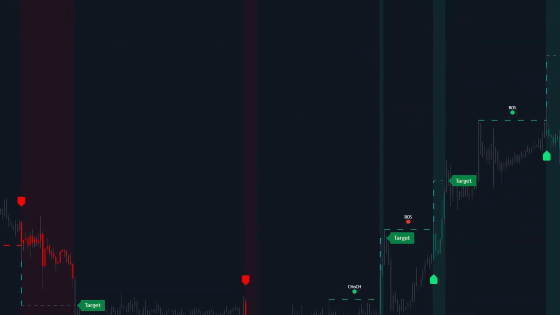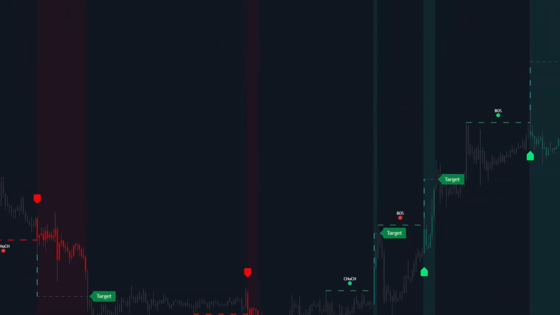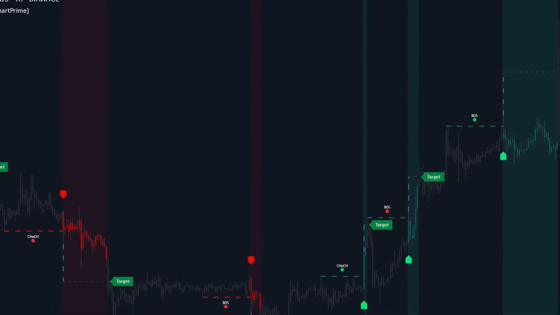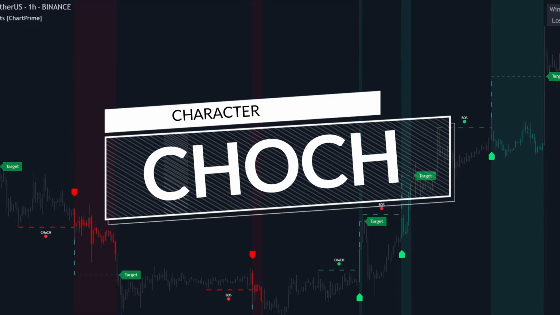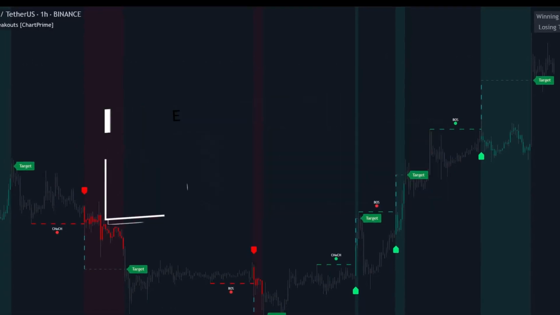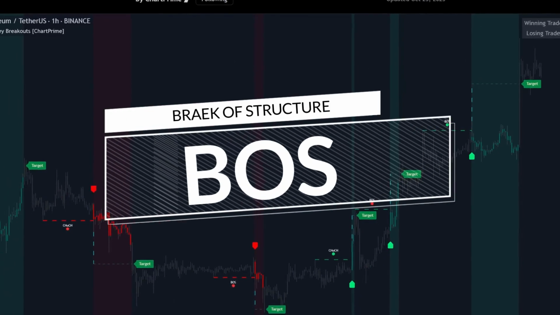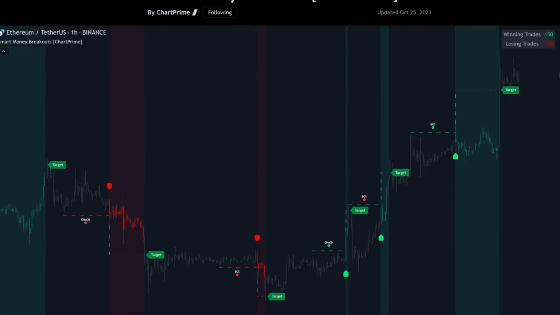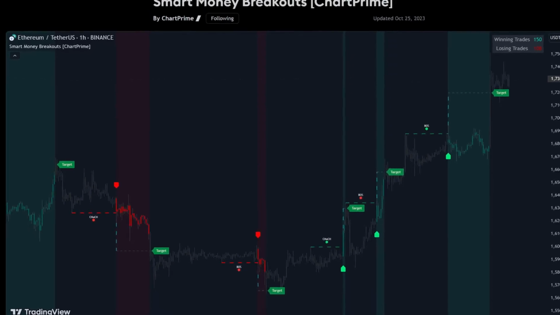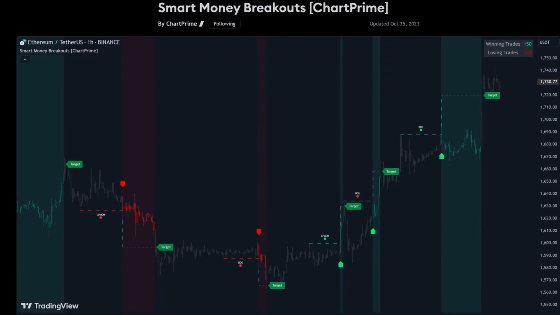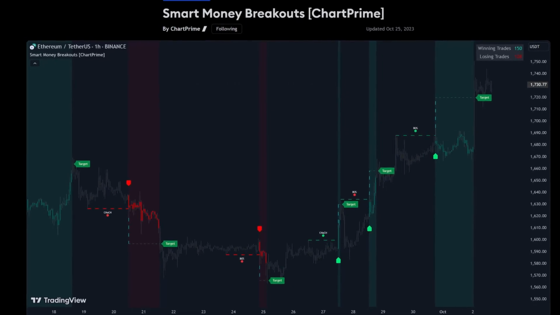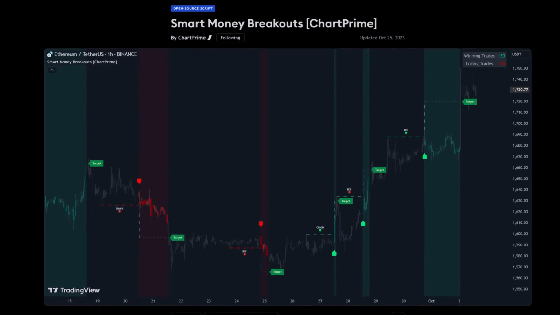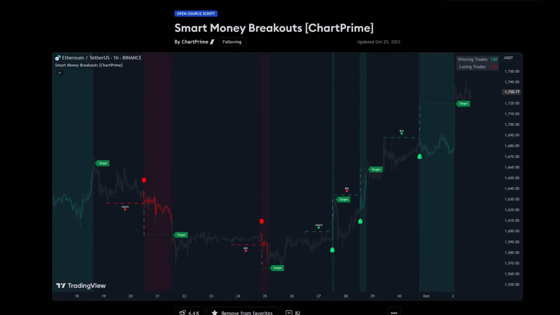This powerful tool is the Smart Money Breakouts indicator, designed to help us identify breakouts based on change of character (CHOCH) or break of structure (BOS) patterns. Having this kind of insight at our fingertips can make a significant difference in our trading decisions, enabling us to capitalize on market trends more effectively. Now that we've got the Smart Money Breakouts indicator added to our Bitcoin chart, it's time to take a closer look at the strategy itself.